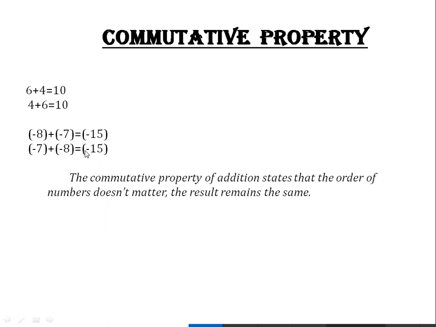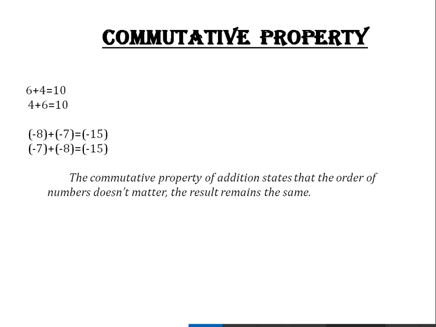In both these examples, you can see that when I changed the order of the numbers, the answer remains the same. This is known as commutative property. So, what is commutative property? The commutative property of addition states that the order of numbers doesn't matter. The result remains the same. So you understood that addition of integers holds commutative property.